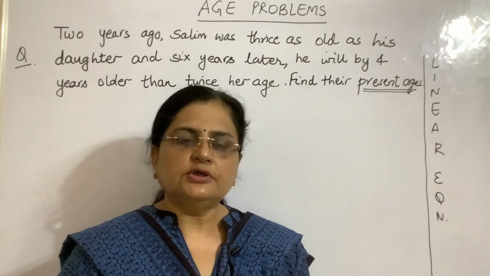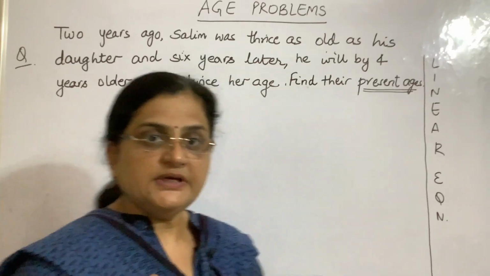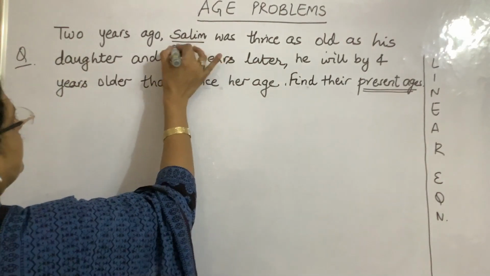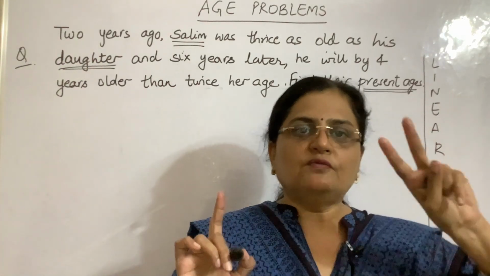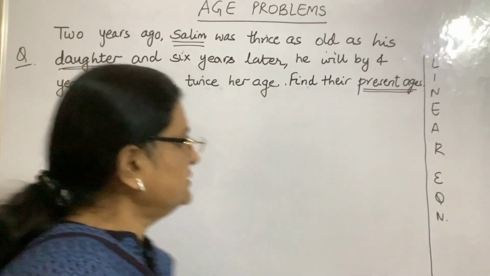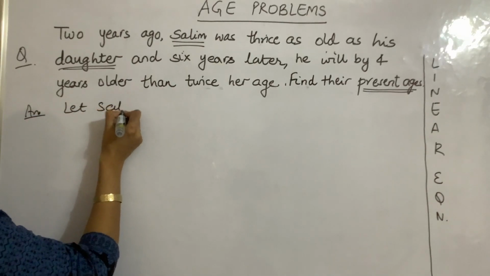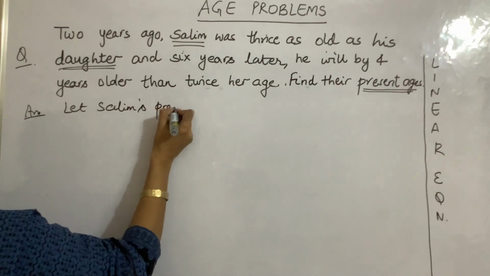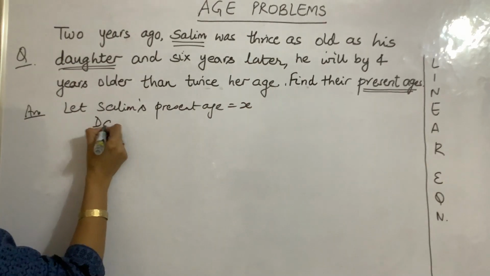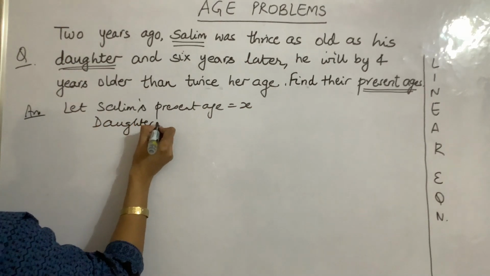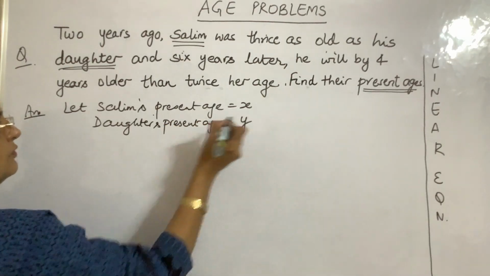So what will you assume? You will assume the present ages to be so and so. And how many people are here? Salim and daughter. This means this is a linear equation in two variables. So how will you go in for this question? You will say that let Salim's present age be equal to x years and daughter's present age be equal to y years.